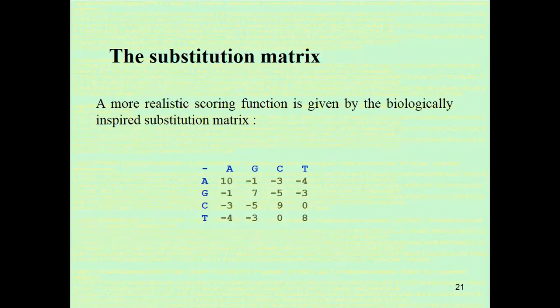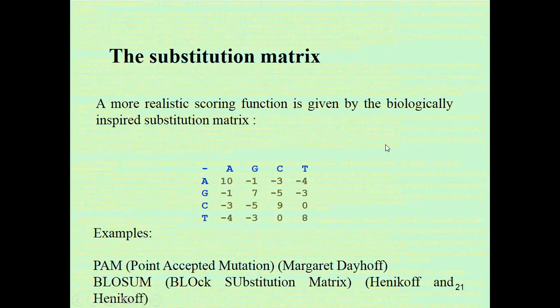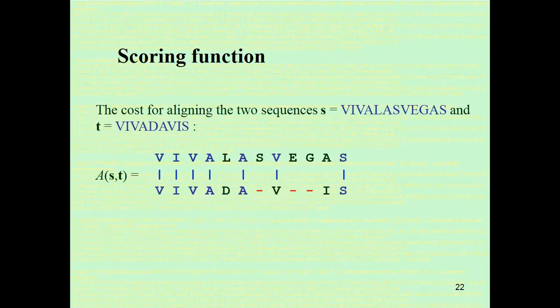The substitution matrix, a more realistic scoring function, is given by biologically inspired substitution matrices like Point Accepted Mutation by Dayhoff and BLOSUM, that is known as the block substitution matrix by Henikoff. So, the scoring function is the cost for aligning the two sequences.